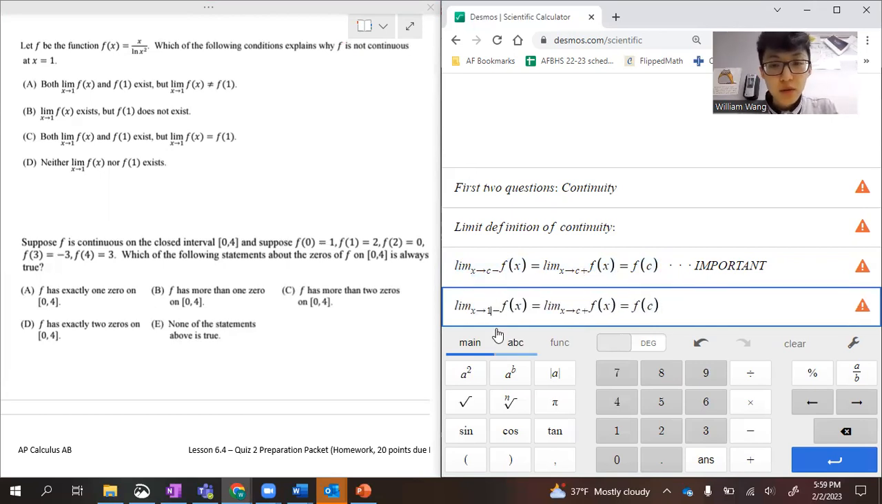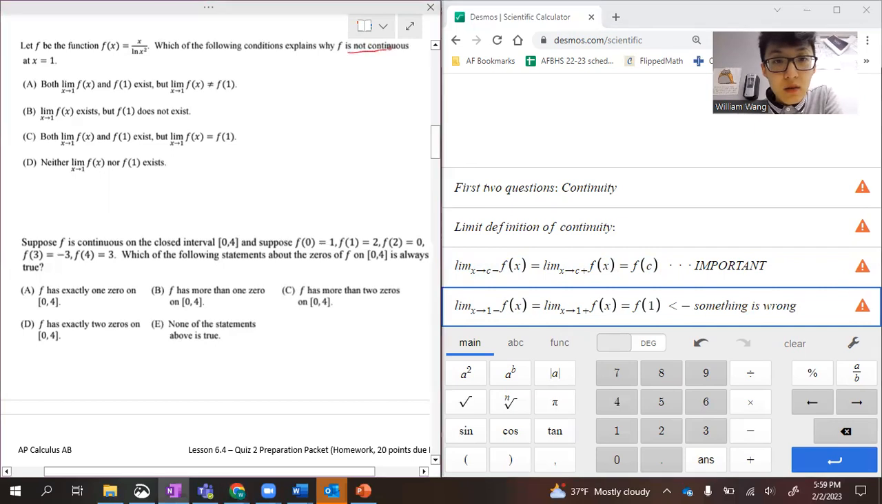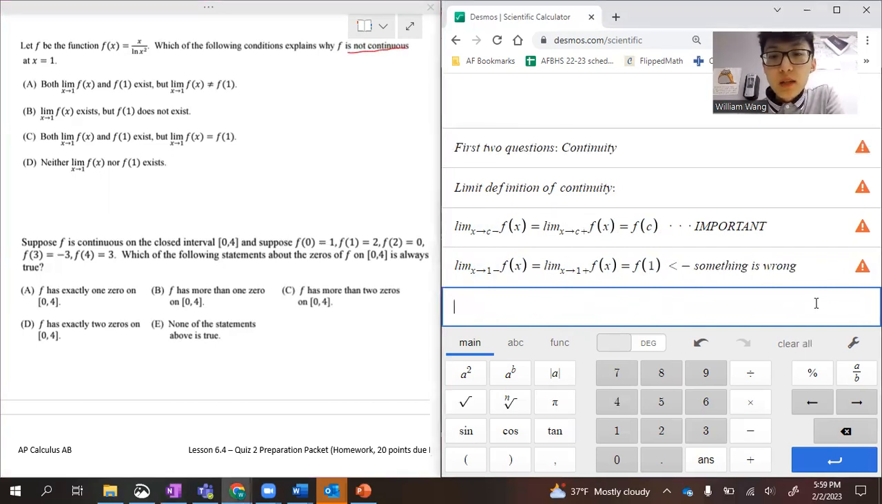So my limit as I approach 1 from the left has to be equal to my limit as I approach 1 from the right. It's equal to f of 1. Something should be off, right? Something is wrong here, right? Because it's not continuous. Cool, so let's see what's wrong.